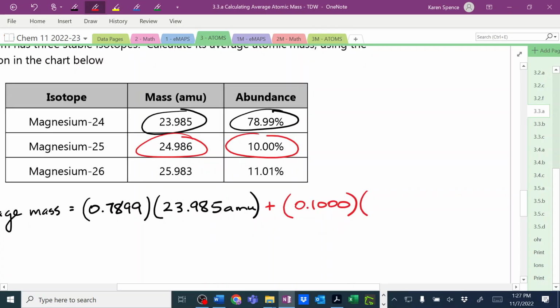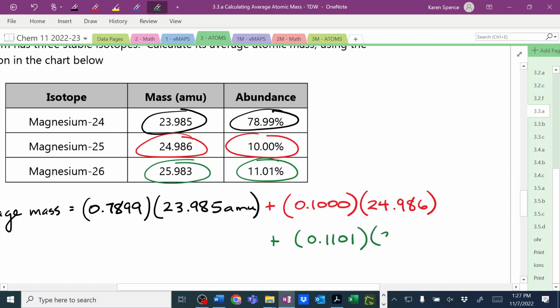And that's going to be multiplied by 24.986. And then our third one, we've got 11%, so 0.1101 times 25.983.